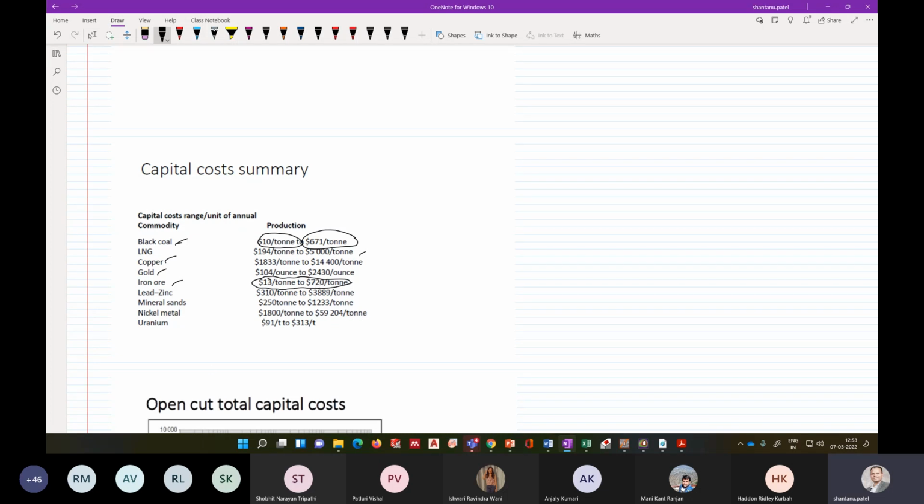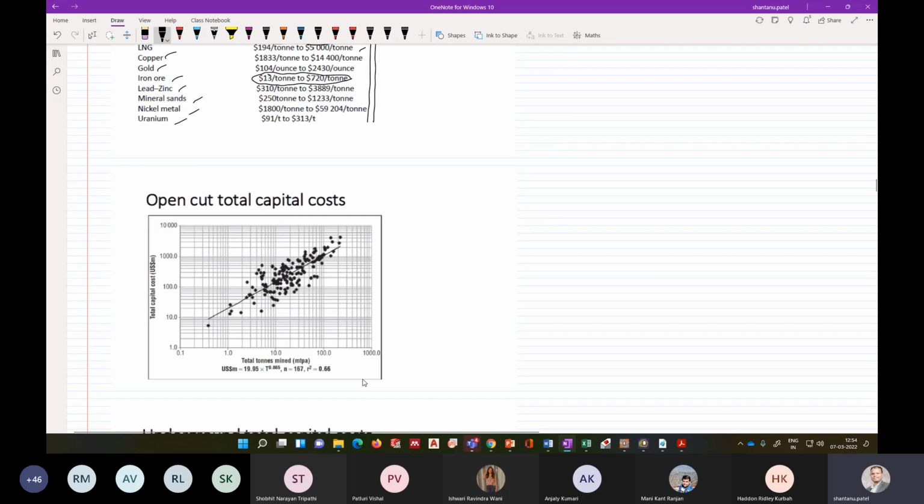So this gives us an idea: if this is the capacity of my mine, the cost can vary between this and this, right? And we have lead and zinc, mineral sand, nickel metal, uranium. So you can see these are the different kinds of cost you can think of before starting a mining business.